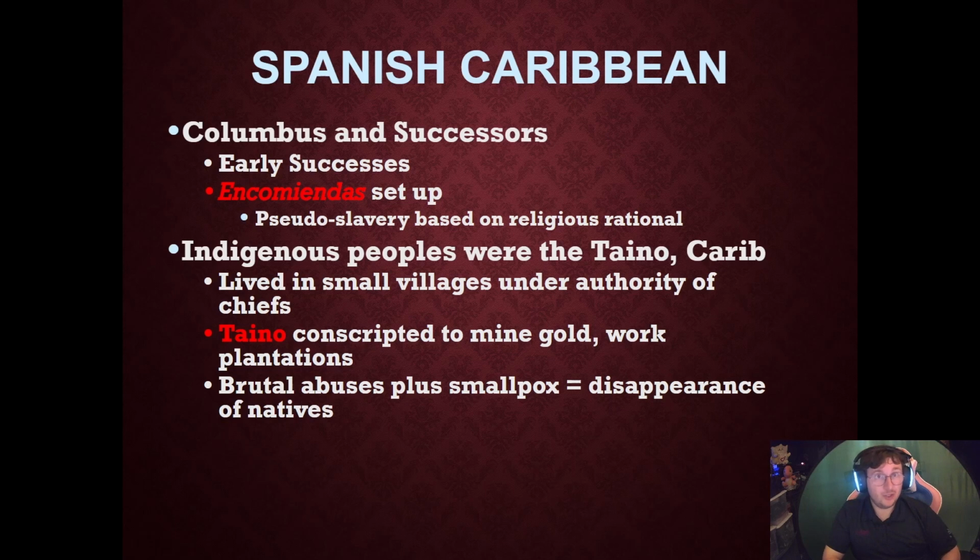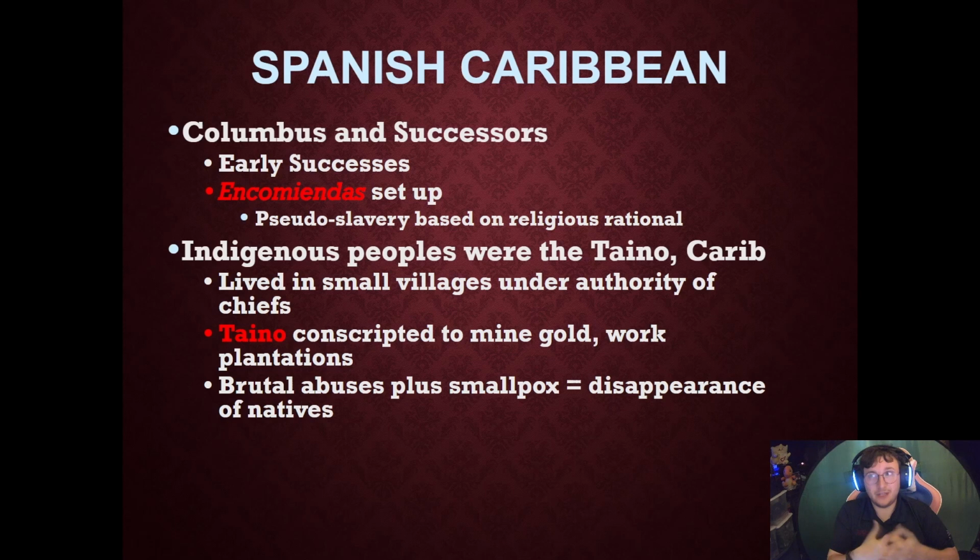Well, this is really going to start in the New World in the Caribbean with Columbus and his successors. Christopher Columbus is going to have early successes in the Caribbean, setting up hacienda systems and plantations, creating all of these cash crop areas and enslaving the natives, and it worked for the time. They also create something called the Encomienda System, which is a pseudo form of slavery based on a religious rationale, meaning that if the native population did not convert to Roman Catholicism, they could be enslaved. If they were Roman Catholic and they converted, they could not be enslaved. This was ignored a lot, but pseudo-slavery, it's just slavery.